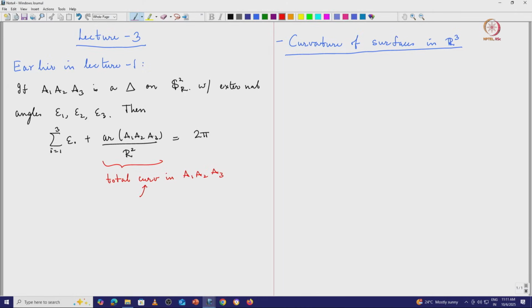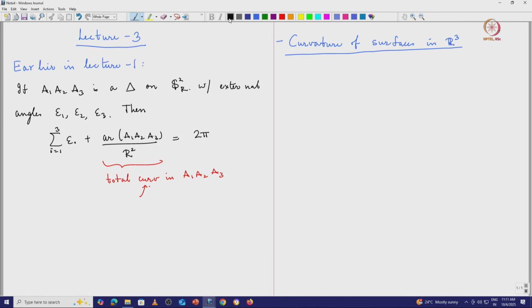Then the analog of the sum angle property is that the sum of the external angles plus a correction term, which is given by the area of the triangle divided by r squared, gives you 2 pi. I also explained that you should think of this correction term as the total curvature contained inside this triangle, because one should think of 1 by r squared as the curvature of the sphere, and then multiplied by the area, that is the total curvature contained inside the triangle. So in today's lecture I first want to make sense of what curvature really is.